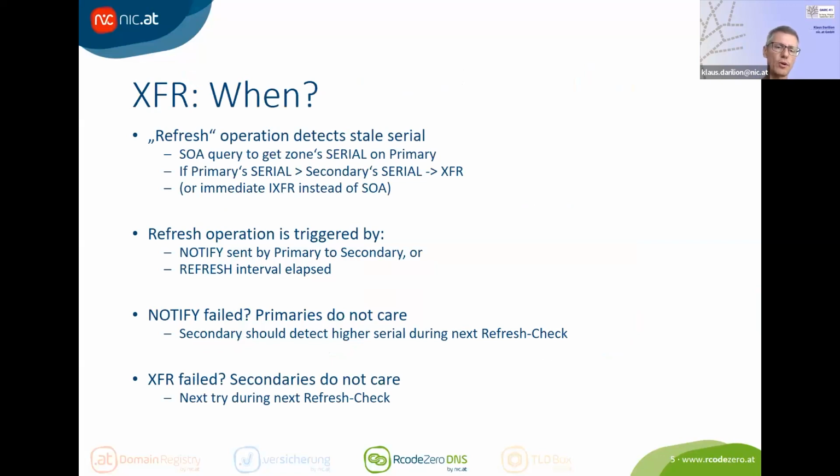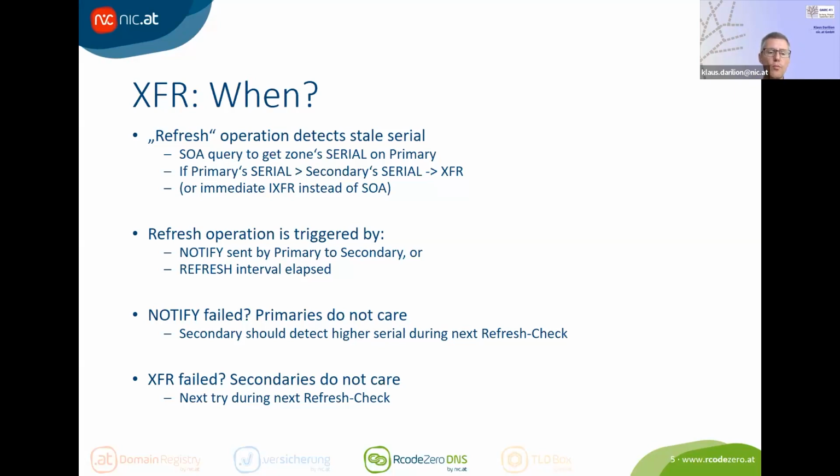There are two options that trigger a zone transfer. The first one is when the refresh detects a stale serial: the secondary performs a SOA query to the primary, checks the serial, and when the serial is higher, it performs a zone transfer. The second option is a notify. Such a notify triggers a refresh operation, and then the secondary nameserver makes a refresh check, and if the serial is higher, performs a zone transfer.